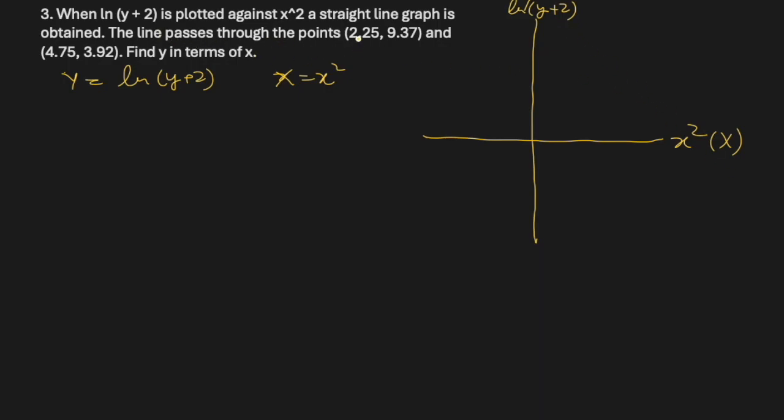The line passes through 2.25 and 9.37. So let's say 2.25 is here, 9.37 is here. It's just random, okay? I'm not going according to the scale. I'm just visualizing it. 9.37. Okay, and 4.7, 3.92. 4.7 will be more and 3.92 will be lesser. So 4.75, 3.92. And now we will join these two with a line. So let me join.